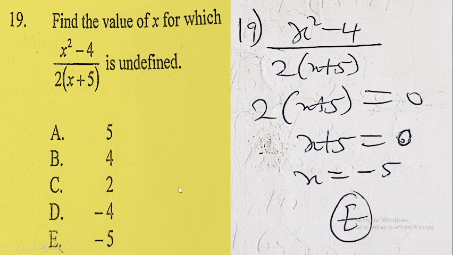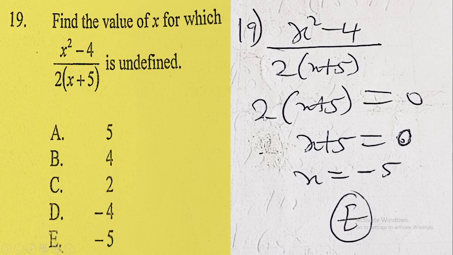Question number 19. You have to find the value of s for which s squared minus 4 over 2 into s plus 5 is undefined. The question is on undefined fractions. What is the condition that renders a fraction undefined? The condition is that when the denominator is equal to 0, then the fraction is undefined. The only thing that can make this fraction undefined is when the denominator is equal to 0.